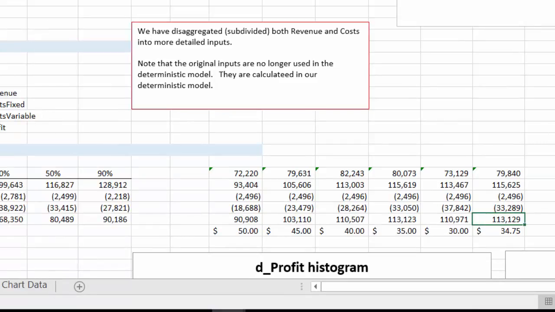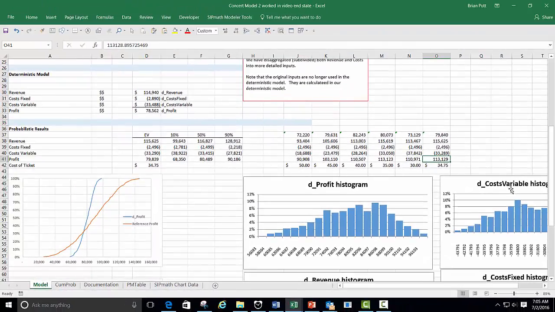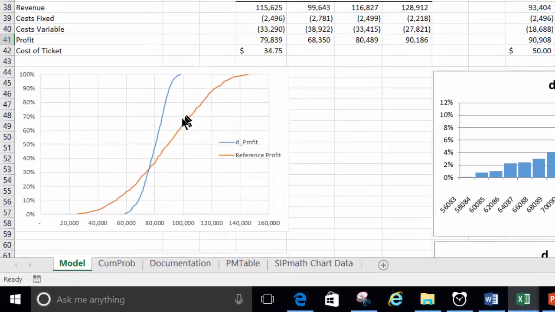In this model, I have already adjusted our original distribution, our reference profit, when we did not have a probabilistic demand curve, to use the right equation, and that's reflected by this orange line. And now our new profit is the blue line.